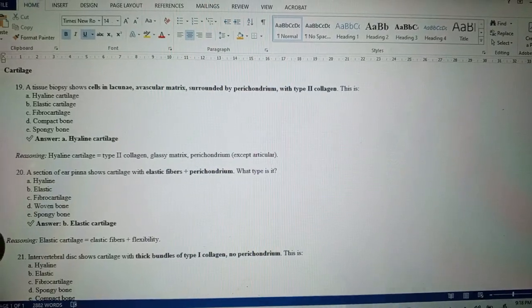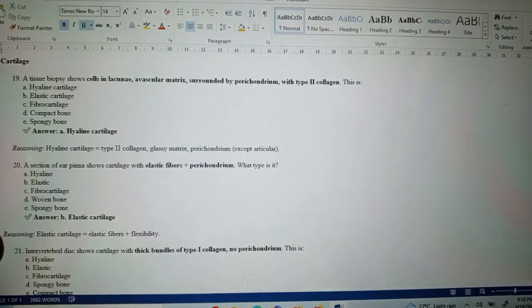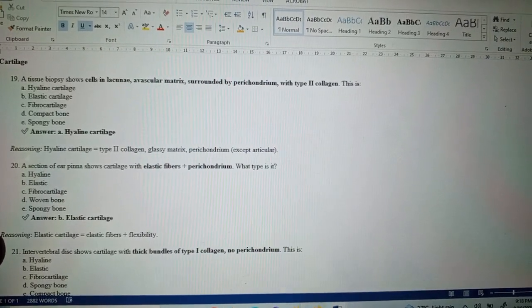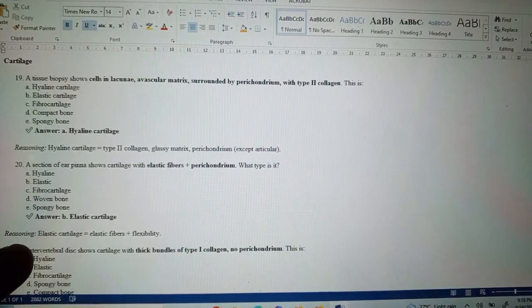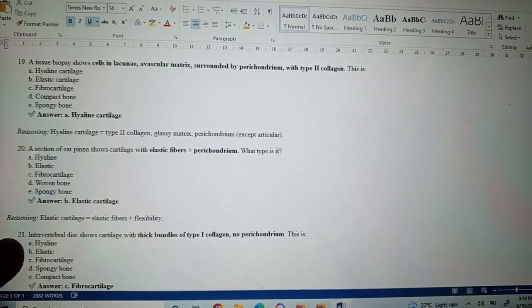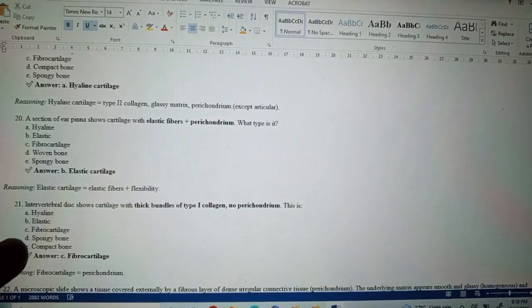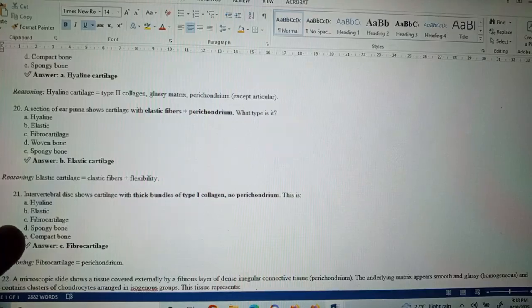This is which type of cartilage? Hyaline cartilage, elastic cartilage, fibrocartilage, compact bone or spongy bone? This is hyaline cartilage. Hyaline cartilage has type 2 collagen, glassy matrix and perichondrium is present except on the articular surface. Now another MCQ is a section of the ear pinna.